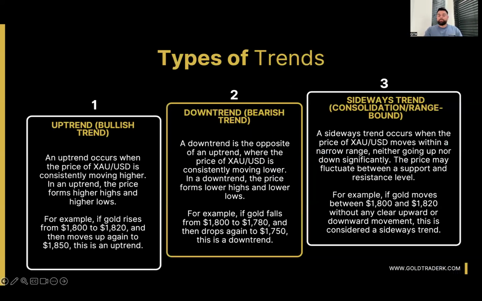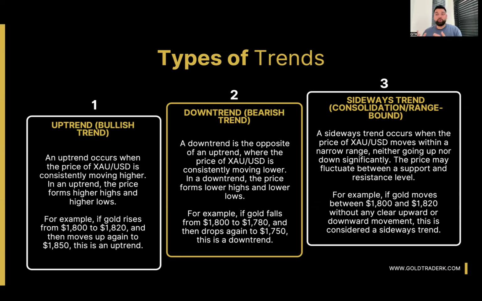Types of trends. Uptrend, which is also known as a bullish trend. An uptrend occurs when the price of XAUUSD is consistently moving higher. In an uptrend, the price forms higher highs and higher lows. For example, if gold rose from 1800 to 1820 and then moves up again to 1850, this is an uptrend.